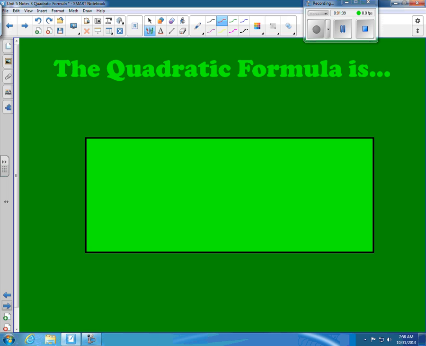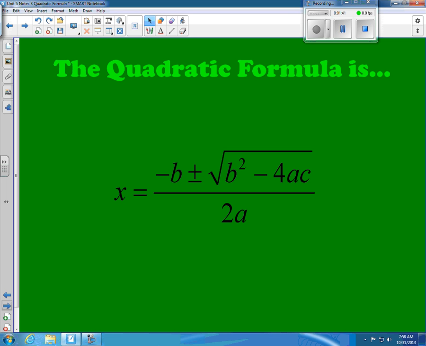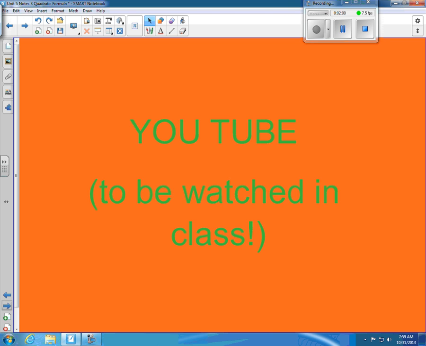So let's actually see, what is that quadratic formula? Here we go. Quadratic formula says x equals negative b, we want to be thinking opposite b, plus or minus the square root of b squared minus 4 times a times c all over 2a. And you're going to actually memorize this formula, and your teacher's going to show you a little YouTube video in class that's going to help you memorize that.